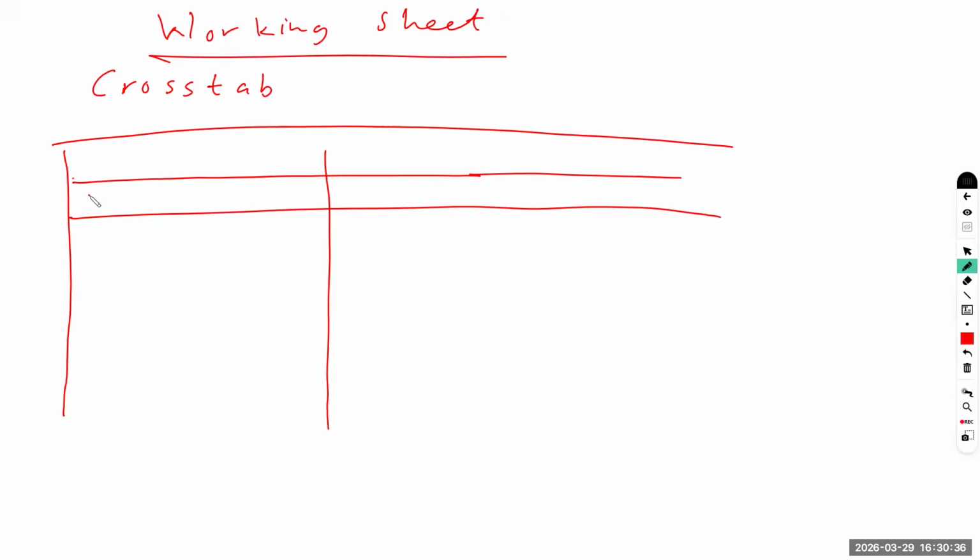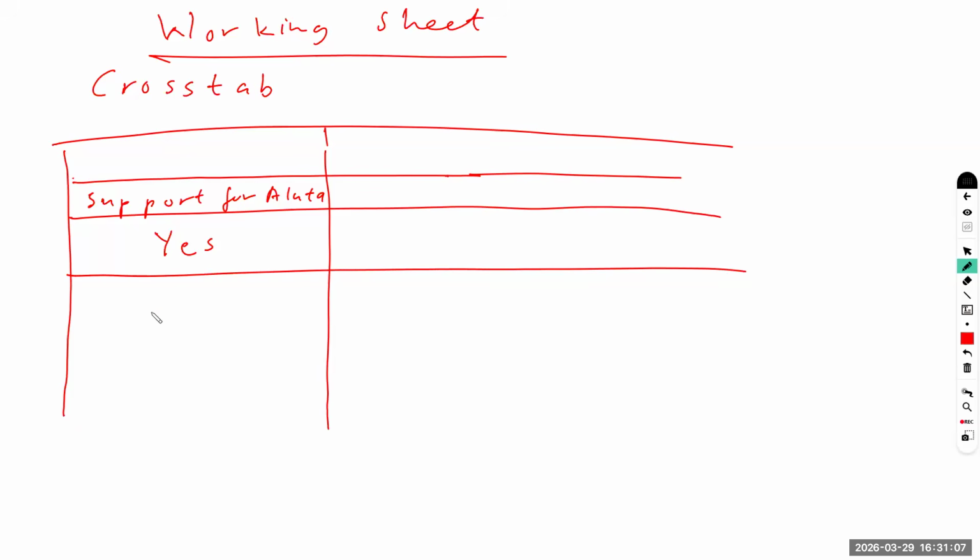Support for ALUTA. What are the terms under support for ALUTA? Yes, no, don't know. Okay. So yes, no, don't know.